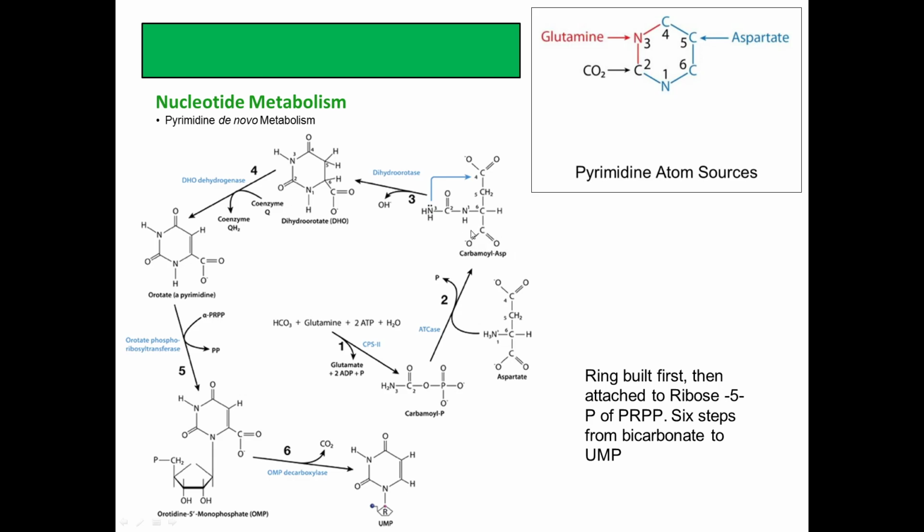Right? But I have this carboxyl group. So I make this molecule called dihydroorotate. Right? And it looks fairly stable. I have a problem though, is I've got a CH2 in the middle of it, which CH2s are not found in nucleic acids. Right? So I need to do something to it.